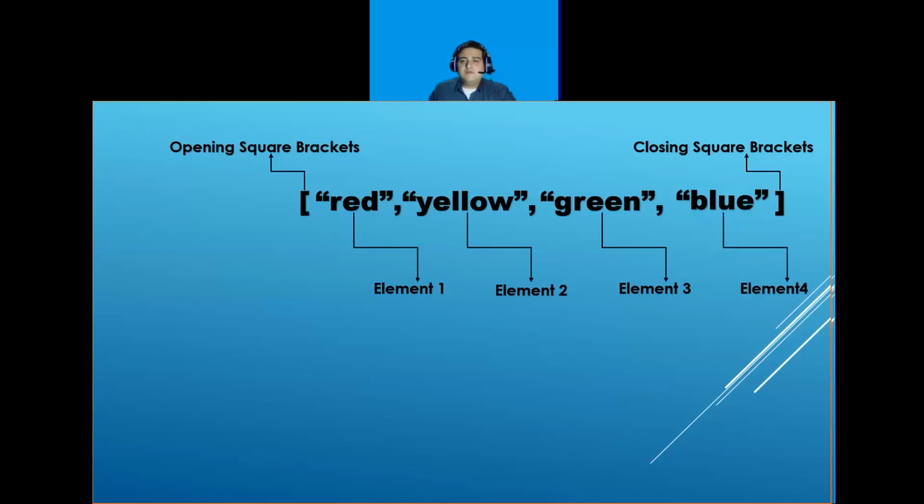So if I want to store them in a variable, I have to use an equal sign and then name the variable. My variable name here is colors. So this is the variable name.